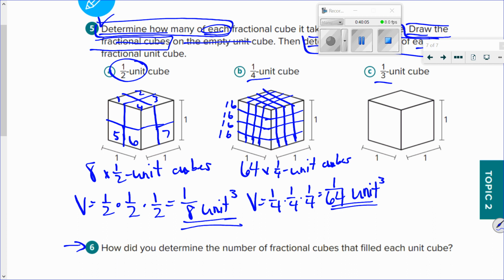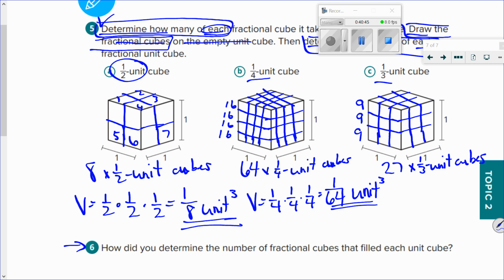If I did the third cubes, now I'm just going 3 across on each of those two directions, and then 3 high. So it's going to look something like this. So on this one, I've got 3 by 3. So how many cubes are on that bottom layer? 9, because it's 3 by 3. The second layer is going to have 9. The third layer has 9, meaning I have 27 1/3 unit cubes.